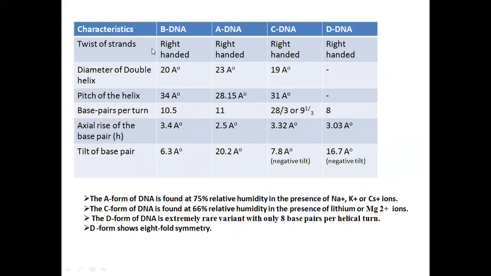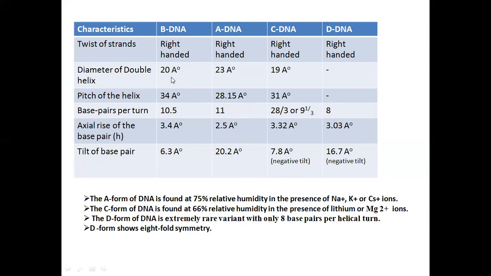See the table, see the comparison table. BDNA is the typical form of DNA, the Watson and Crick double helical form of DNA. It is right-handed, a clockwise twist of strands. ADNA is also right-handed, CDNA is also right-handed, BDNA is also right-handed. Then what is the diameter of the double helix?